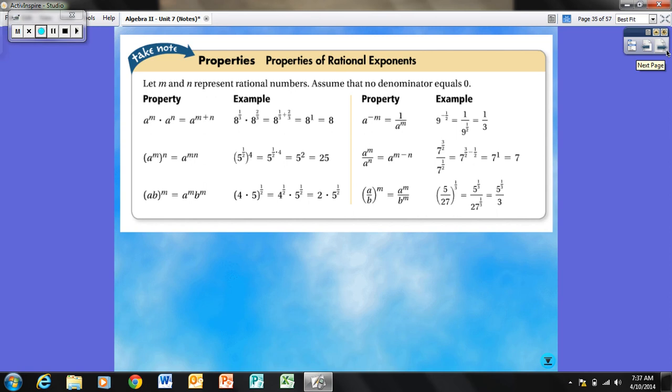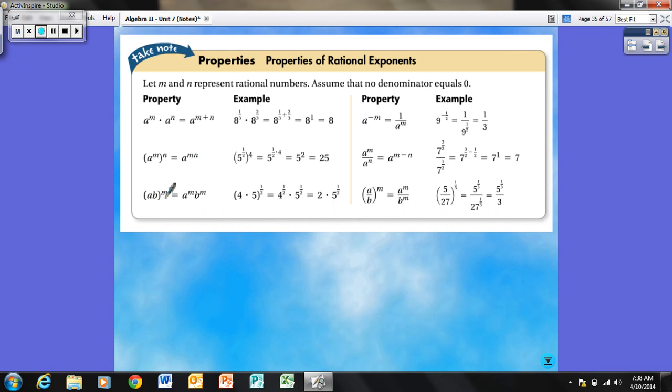In exponents in general, this is true anytime you have the same base: a to the m times a to the n is like adding the exponents. When you're multiplying numbers like this, you're adding the exponents. So an example is if I have 8 to the 1/3 and 8 to the 2/3, that's really 8 to the 1/3 plus 2/3, and that's 8 to the first, and 8 to the first is really 8. When you're raising a power to a power, that's when you multiply the exponents.